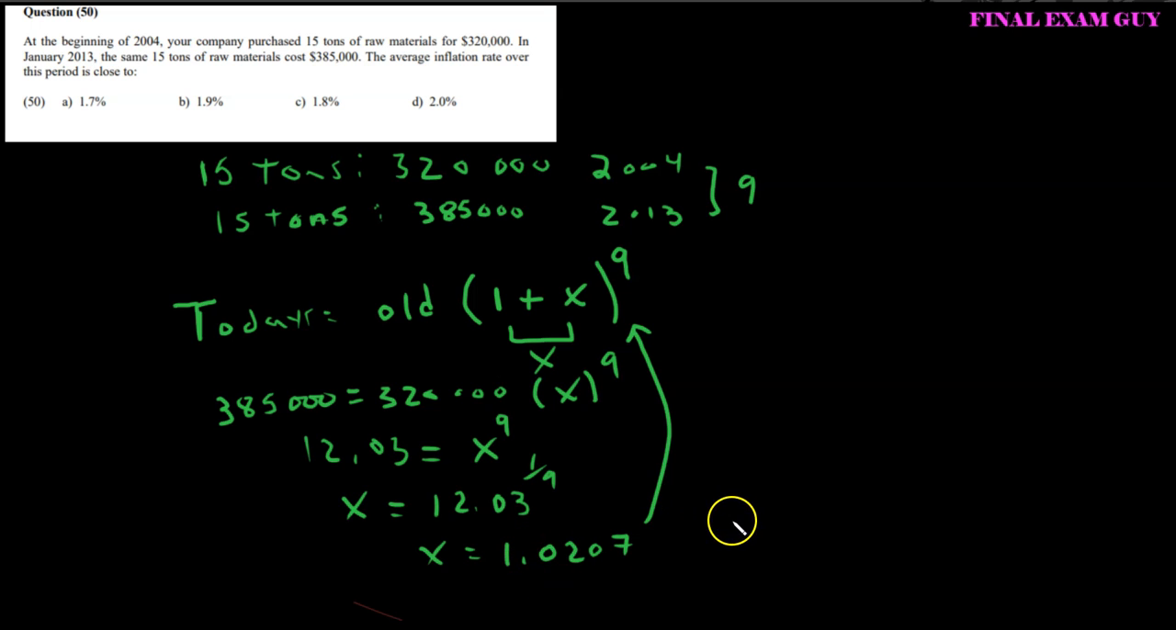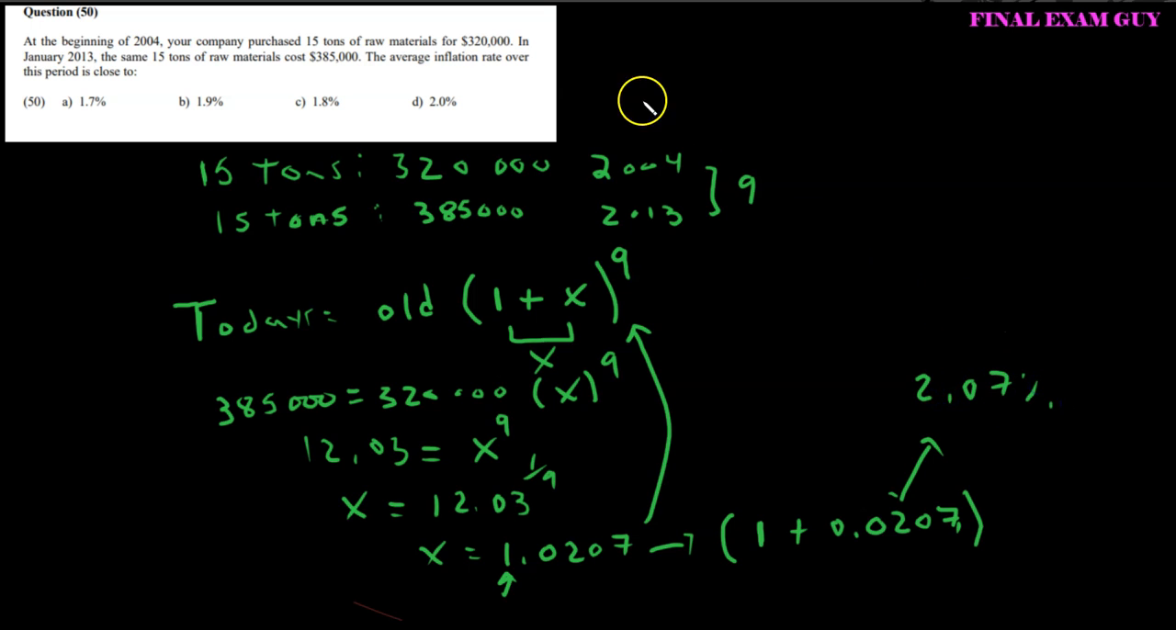So this can be written over here as 1 plus 0.0207. You'll always get a 1 here usually in these calculations, and the terms after will be your inflation rate. So converting this to percent, you get 2.07%. This corresponds closest to option D.